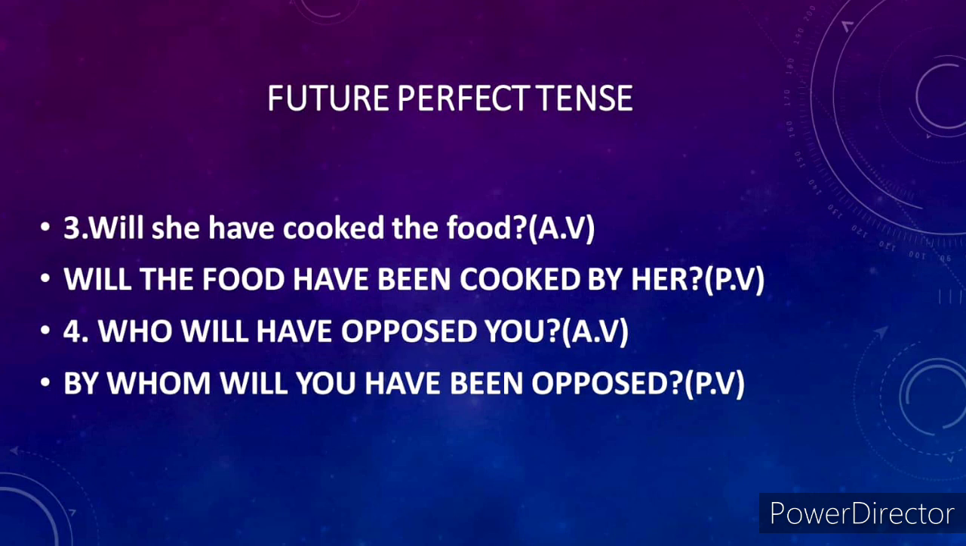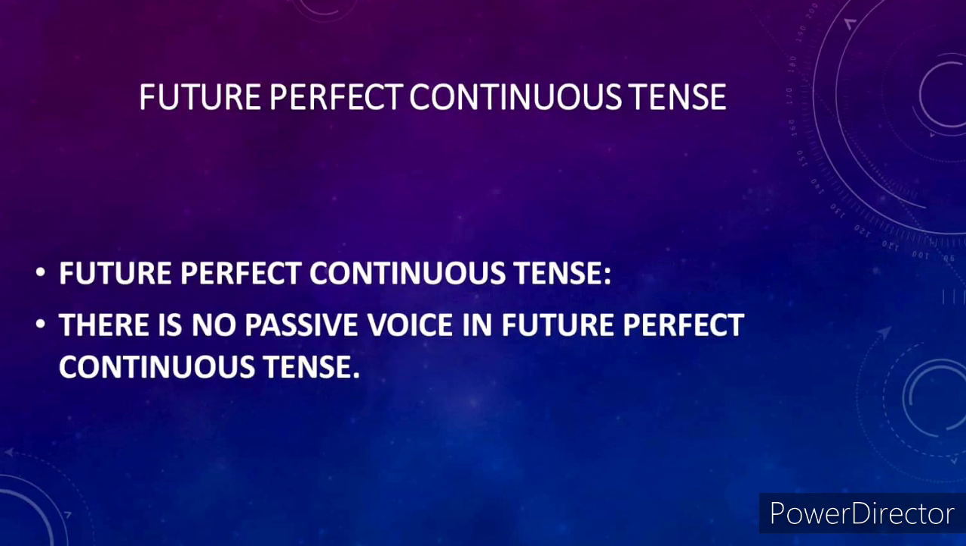Next example, who will have opposed you, it's an active voice. By whom. I already said to you, whenever you see who, it changes into passive voice as by whom. You have to write like that, by whom. By whom will you have been opposed, it's a passive voice. Future perfect continuous tense, there is no passive voice in future perfect continuous tense.